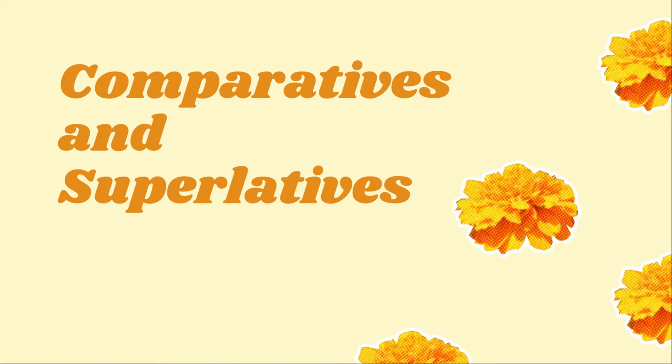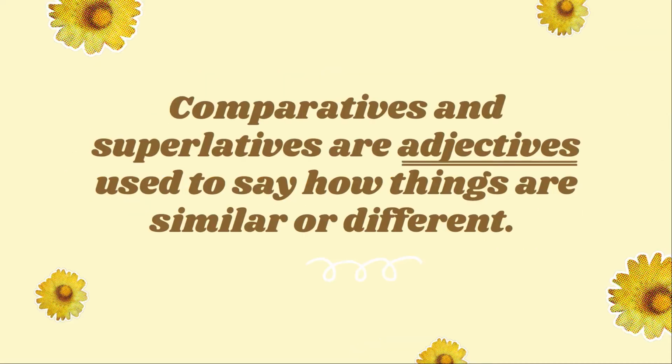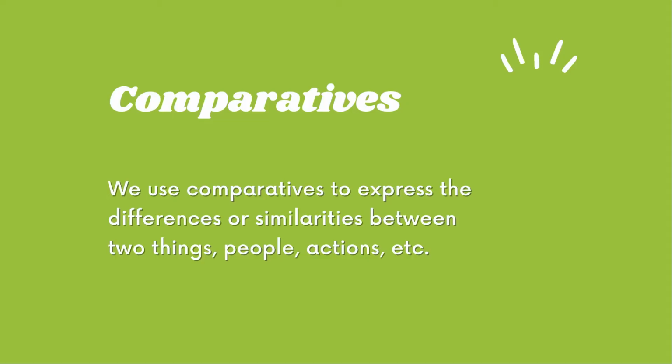My name is Caroline and this time we're going to be talking about comparatives and superlatives. Comparatives and superlatives are adjectives used to say how things are similar or different. By adjectives, we mean that these are words that modify nouns. We are going to start with comparatives. We use comparatives to express mainly the differences but also the similarities between two things, people, or actions, etc.